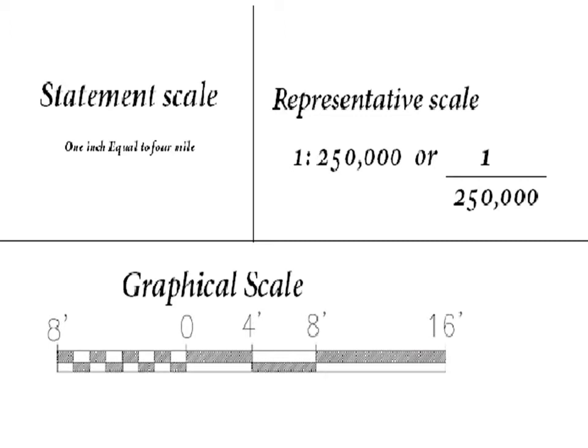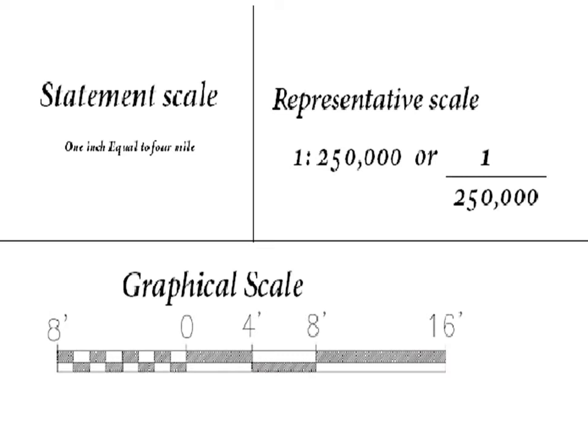Statement scale. It describes the relationship of map distance to ground distance in words. 1 centimeter is equal to 10 kilometers. Representative fraction. It describes the proportion or ratio of the map distance to ground distance. Representative fraction is equal to distance on the map by distance on the ground.